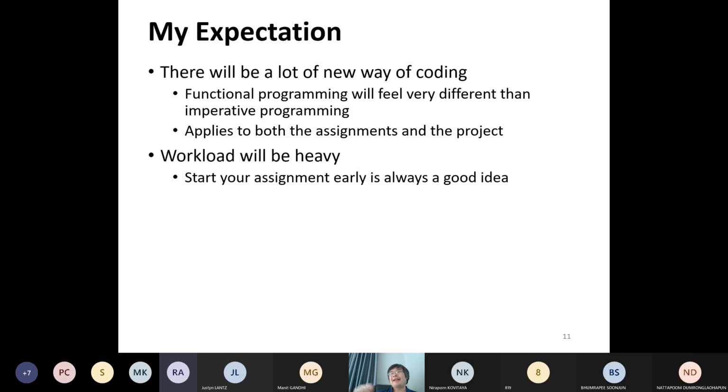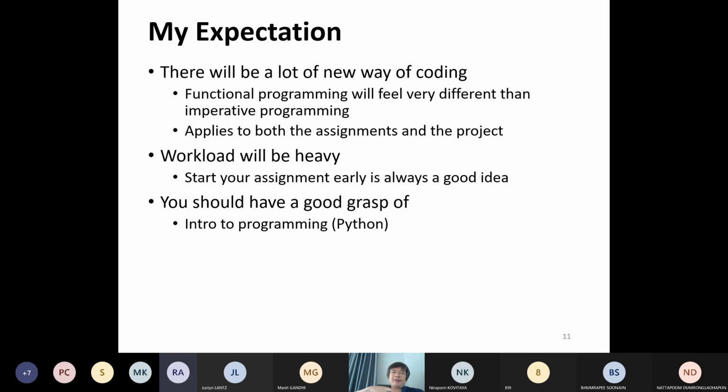Workload will be on the heavy side. Starting your assignment early is always a good idea. Always. My trick is to at least read the assignment so I can gauge, all right, if I want to procrastinate on this assignment, how many days do I need to allocate for it? And make sure you maybe double that, or put like 1.5x on that number. Otherwise, you're going to run into some surprises.